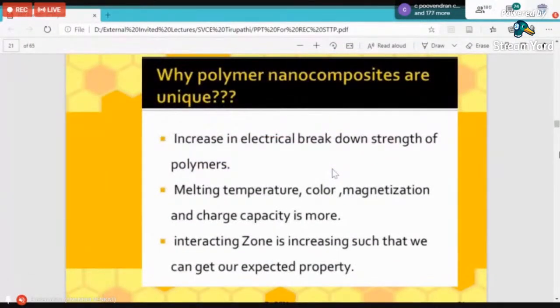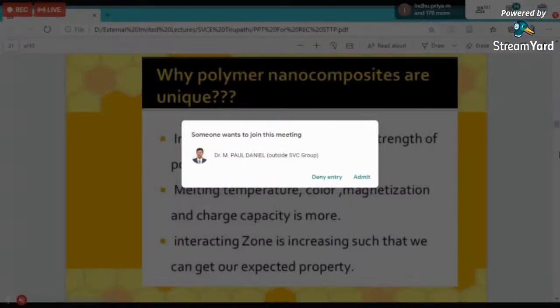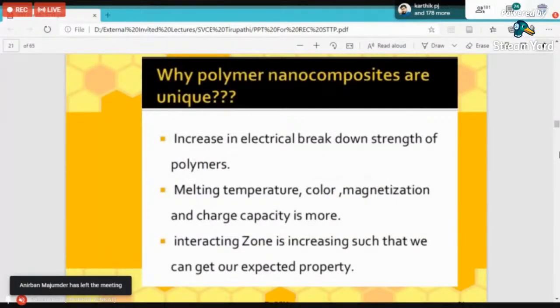Now, why are polymer nanocomposites unique? As I was telling you, polymer nanocomposites are extensively used today everywhere, right from food preservation to medical applications. So there is an increase in the electrical breakdown strength of the polymers. That is one of the reasons polymer nanocomposites are being used. Melting temperature, color, magnetization, and other related functional capacities can be increased. You can increase the melting temperature. You can induce the color as you want, whichever color you need. You can magnetize it, because plastic is a non-magnetizing material, but when you infuse a specific type of nanoparticles, you can magnetize it.